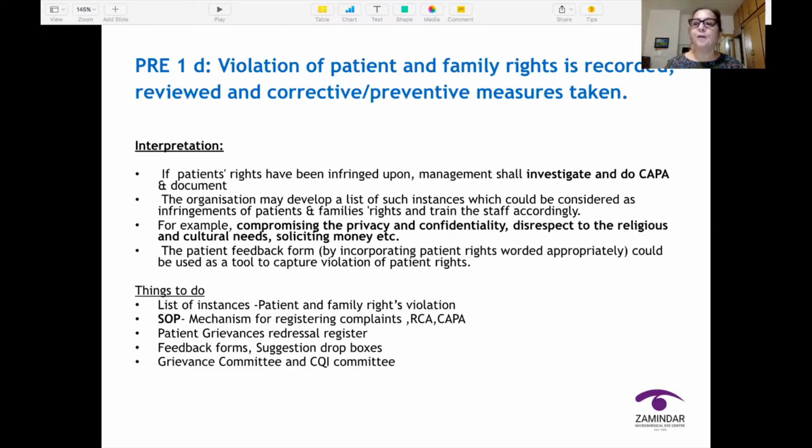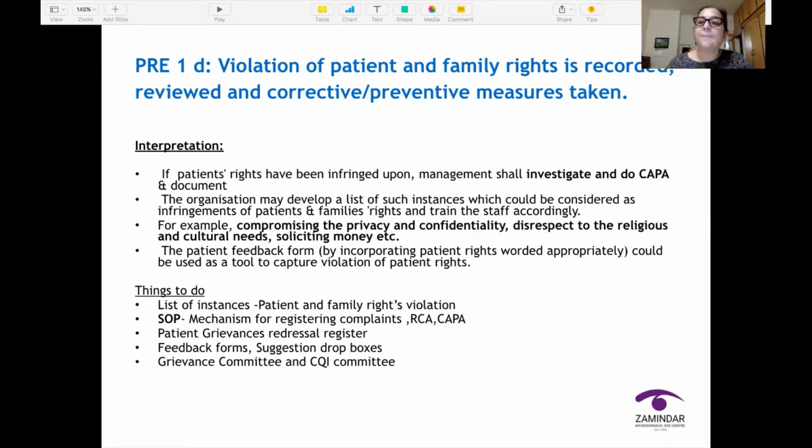And there should be, of course, an SOP for the mechanism of registering complaints for RCA and CAPA: a patient grievance redressal register, feedback form, suggestion drop boxes. The grievance committee should be taking up these complaints very seriously, and there should be a time limit. You decide within how much time you will be able to do the redressal.